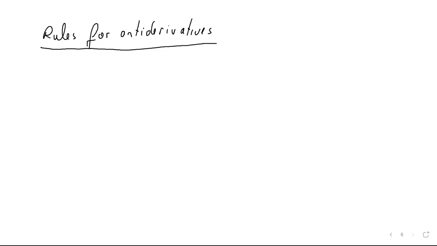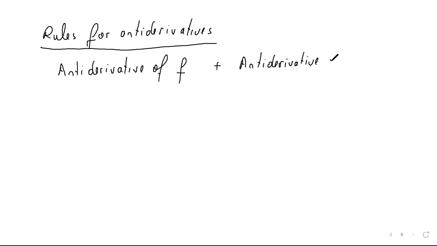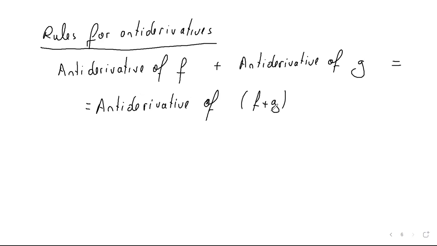And I'll say that the rule for antiderivatives: an antiderivative of f plus an antiderivative of a function g is going to give you an antiderivative of f plus g. In other words, to find an antiderivative for the sum of two functions, you can focus on every single one of them and just add up the results.